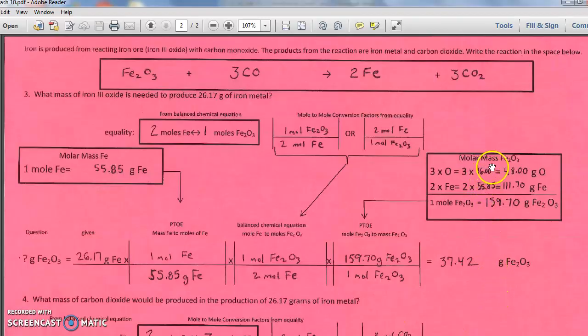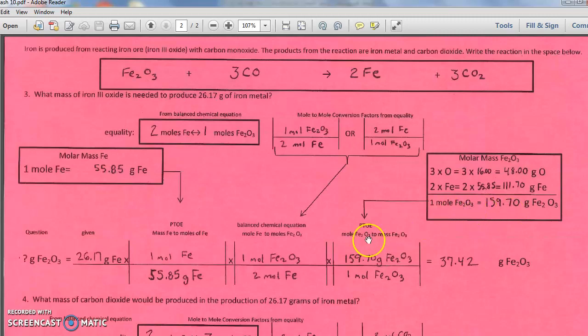Here we go. What is the molar mass of Fe2O3? Well, there's 3 moles of O in there. 3 times 16 is 48. There's 2 moles of iron. 1 mole is 55.85. 2 times 55.85 is 111.70. Add those two up. It's 159.70 grams of Fe2O3 per 1 mole.